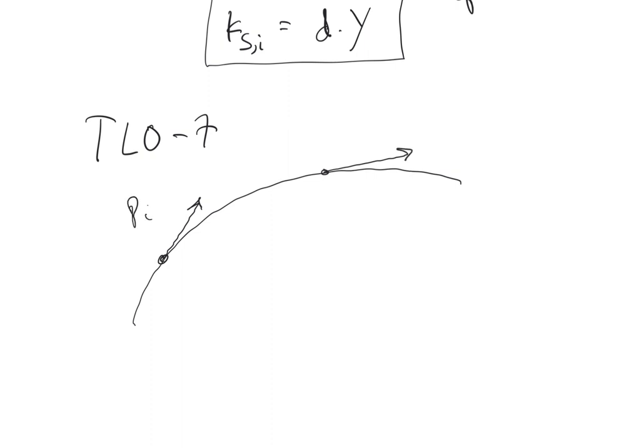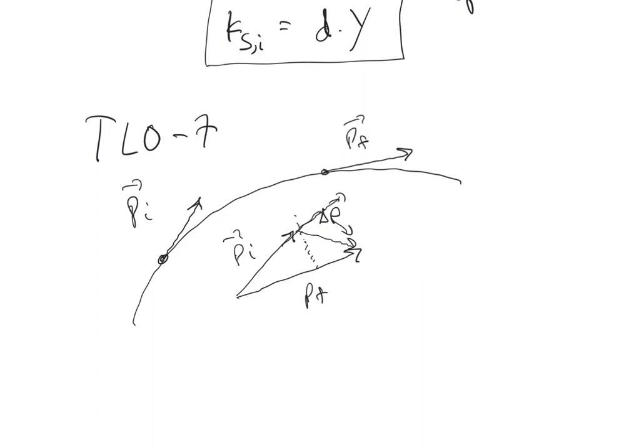So I've got some initial momentum here, I've got some final momentum here. If I bring these two together, with the initial momentum pointing this way and the final momentum pointing that way, the change in momentum is a vector that looks like this. So this is P initial, this is P final, this is delta P. Now, delta P is doing two things. It changes the direction of the momentum and it changes the length of the momentum.